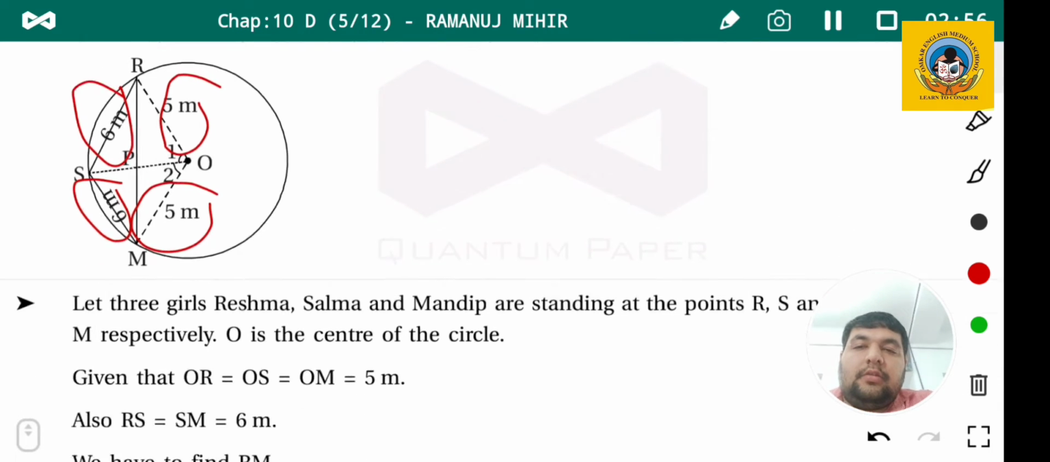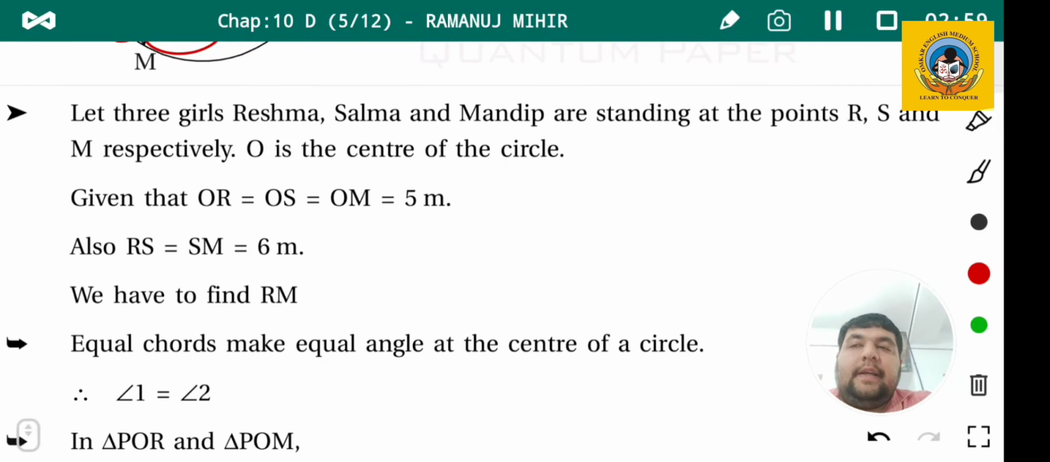Now see, let the three girls Reshma, Salma and Mandeep be standing on the points R, S and M respectively. First of all we have to explain everything because it is not given in the question. So by using our mind, we will make a figure and we should explain the figure in the sum. Given that OR is equal to OS equal to OM is equal to 5. Why? Because all three are the radius of the circle.